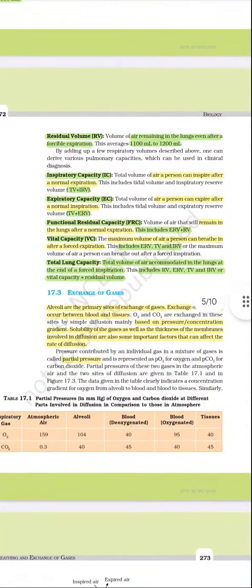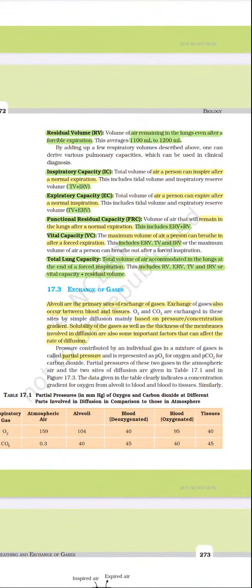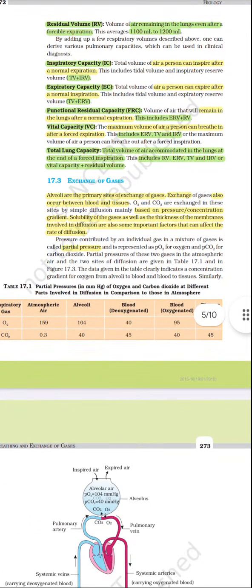Functional residual capacity, FRC, the volume of air that will remain in the lungs after a normal expiration. This includes ERV plus RV. Expiratory capacity is TV plus ERV. Functional residual capacity is expiratory reserve volume plus residual volume.